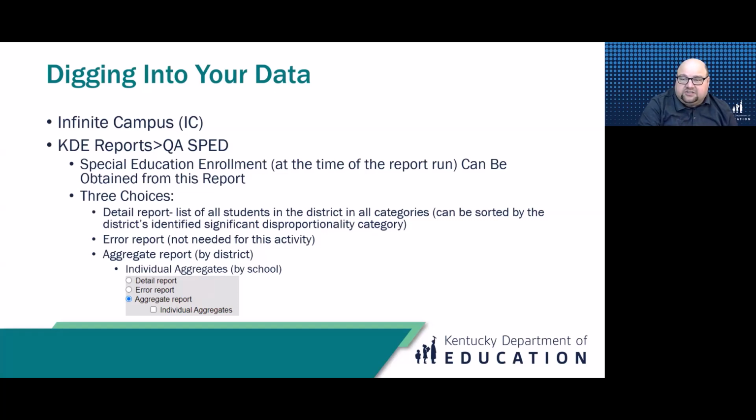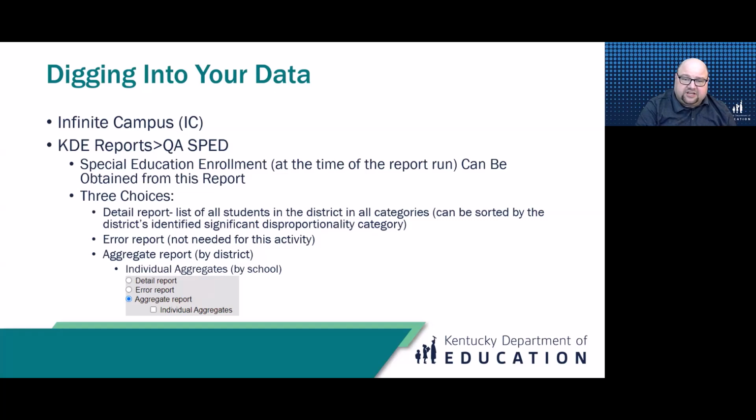You've got three choices when you look at the QA SPED. This is in KDE reports and QA SPED. Again, as I said earlier, if you don't have access to these reports, you should, as they assign those typically. But if you don't, contact your IC person in your district and say, hey, KDE said I need to have access to this. Don't you all love how that happens sometimes?